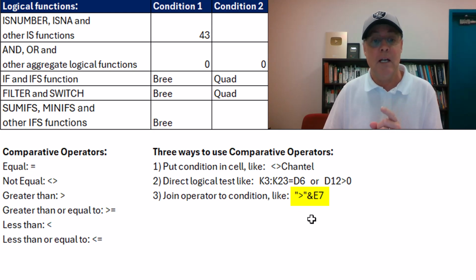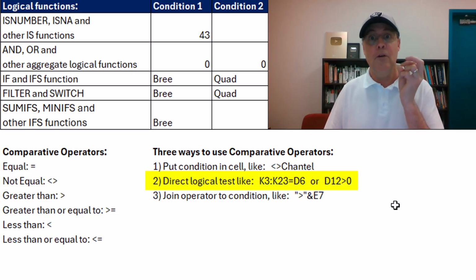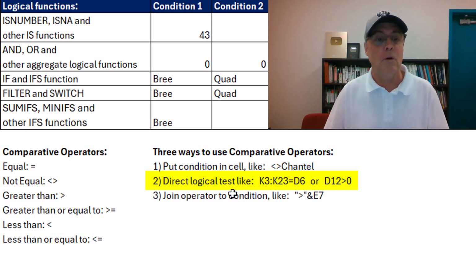And remember, this has to be text. Whatever the thing in E7 is, we're joining it to the comparative operator in double quotes. We'll see this example in just a moment. The third location where we can use comparative operators, and we've done this a lot in this class, is when we're doing a direct logical test. Like, here's the range, and we want to ask the question, how many are equal to whatever's in D6?